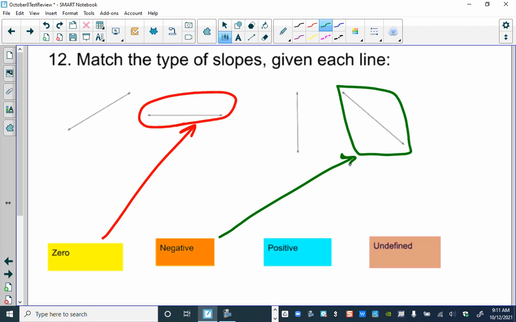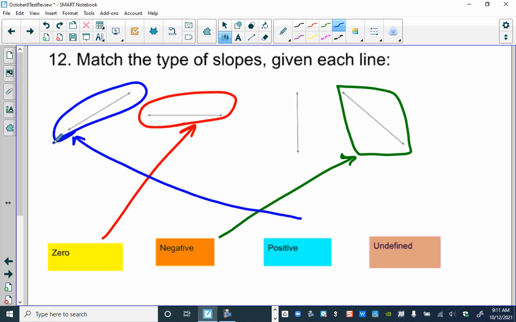And of course, positive slope. First one. Then by process of elimination, undefined is this one. Okay, questions? And that will help us, especially when we start computing slopes, if we have an idea of what is what.